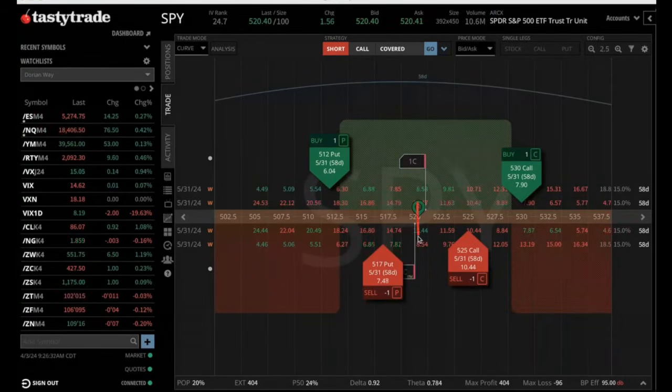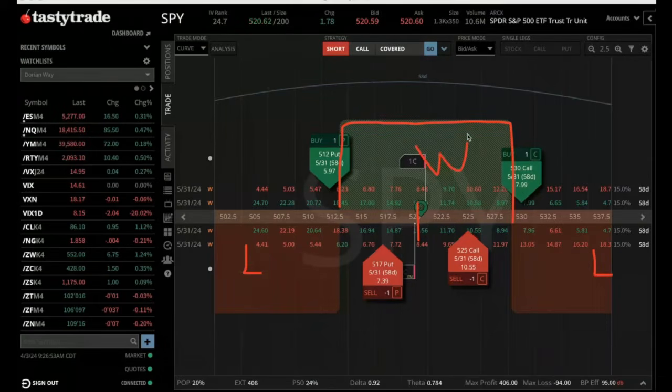Okay? And that if it goes down on the traditional iron condor, you can lose if it goes down too much. This is your loss zone. If it goes up too much, you can also lose. But if it stays in this range here, this is where you have your win zone. This green zone here is your win zone. So it's inherently neutral. You don't want it to go down too much. You don't want it to go up too much.